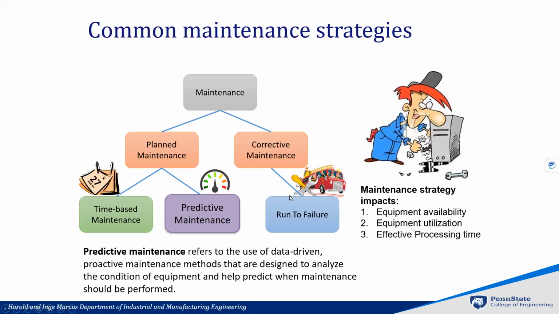The worst case is you make strictly corrective maintenance, you let the machine run to failure, and once it fails, then you fix it, okay? So that would be the other extreme compared to predictive maintenance. So the consequence of any particular strategy or the combinations thereof that a company uses impacts several key performance metrics: equipment availability, equipment utilization, and of course, effective process time.